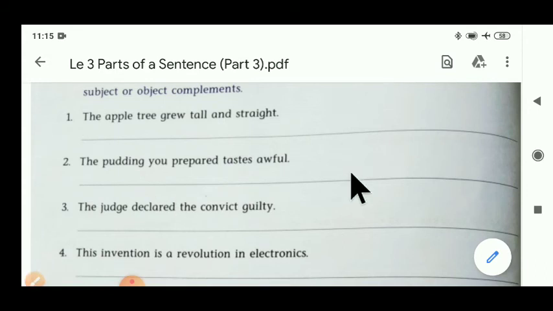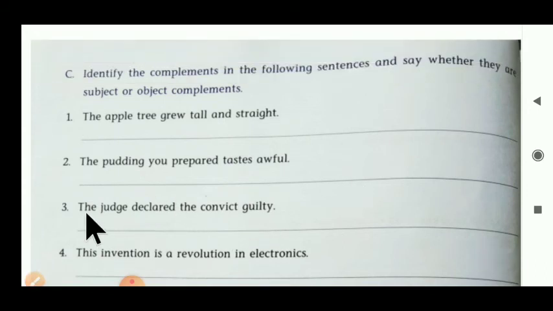Now the third sentence we have to discuss: The judge declared the convict guilty.